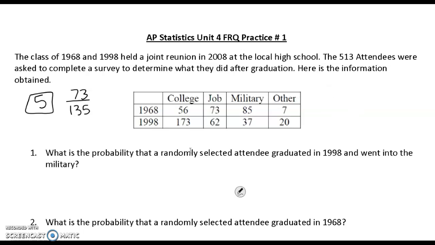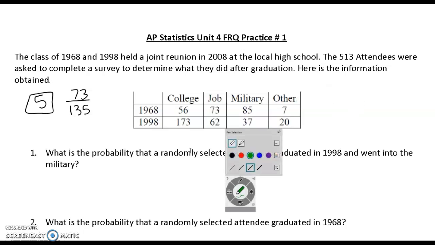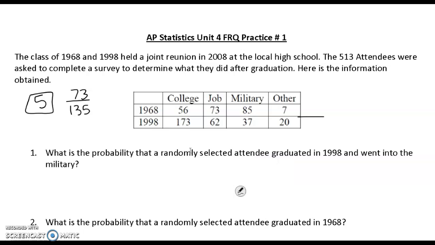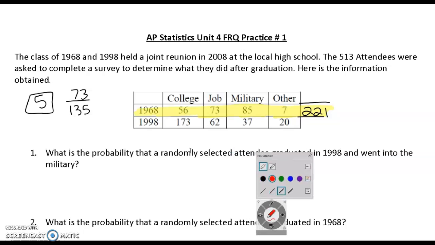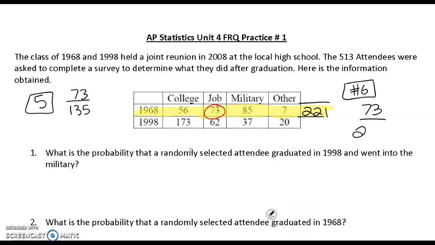Now I'm actually changing my conditional here. Remember, the total amount of people that graduated in 1968 was 221. So now instead of looking at just the job category, I'm looking at 1968. I'm specifically zooming into these 221 people. From there, I'm looking at the amount of people that had a job from the class of 1968. So for number 6, I'm looking at this group of 73 individuals who had a job and were a member of the class of 1968 out of the 221 individuals that were a member of the class of 1968. So that's just the difference there.